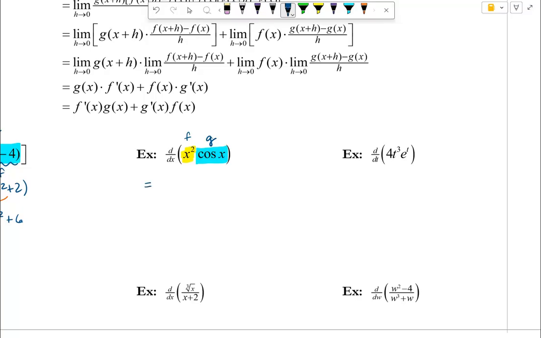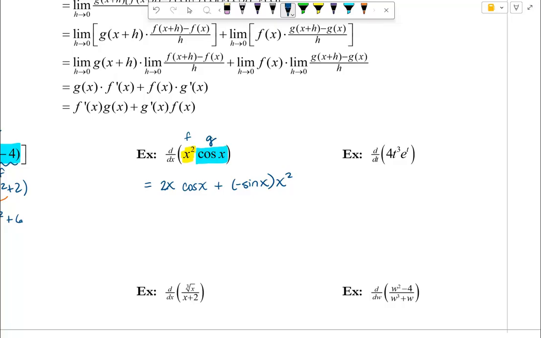So to find my derivative, I want the derivative of my first function or my first factor. So my derivative of x squared is 2x. And I'm going to multiply that with g, which is just the cosine of x. Then I'm going to add to that the derivative of the cosine of x. Well, that's just negative sine of x. And I'm going to multiply that with my first function, x squared.